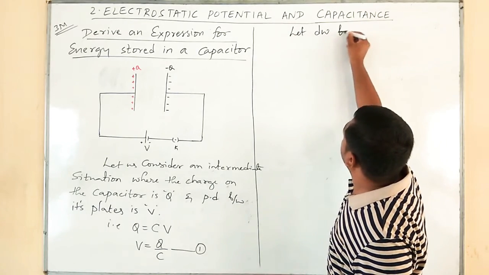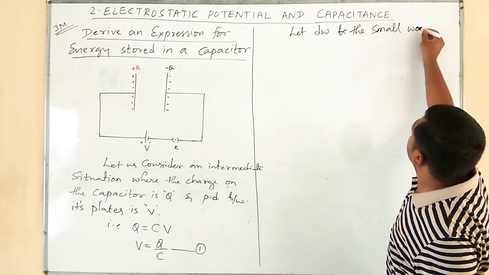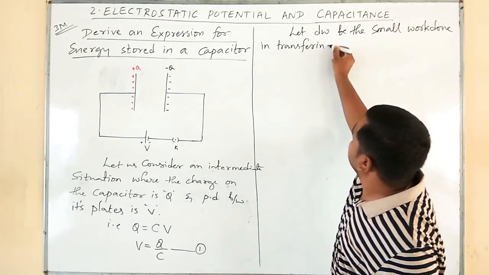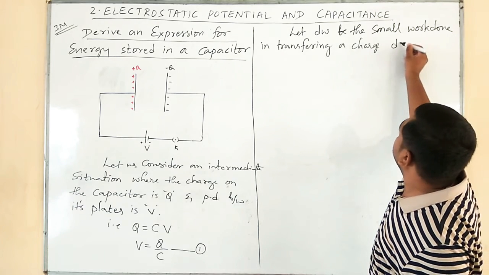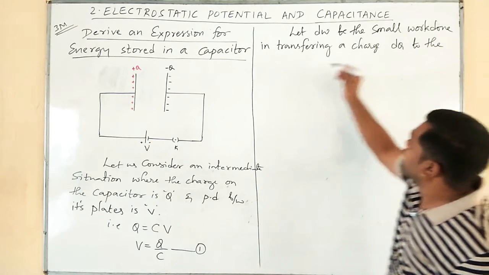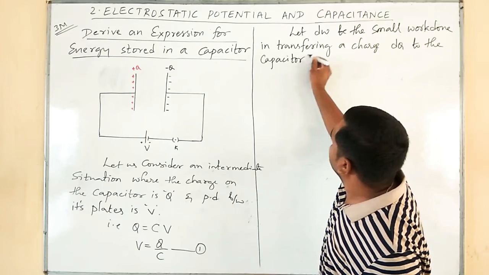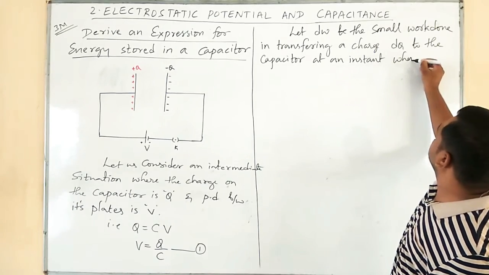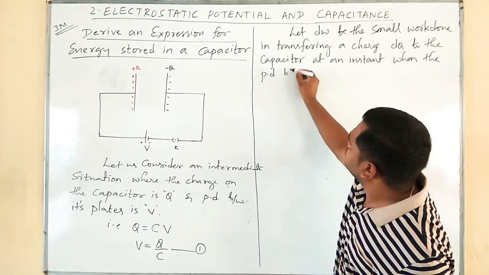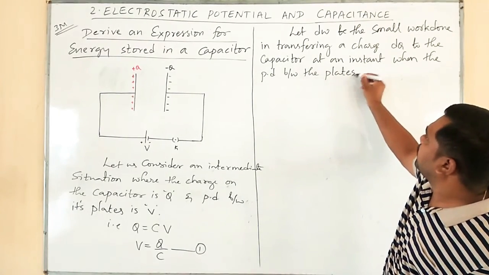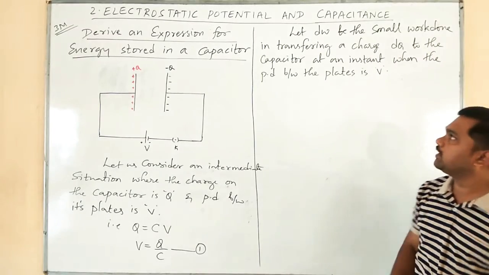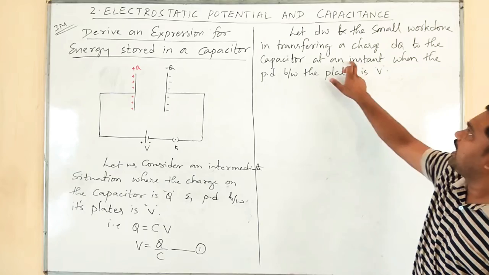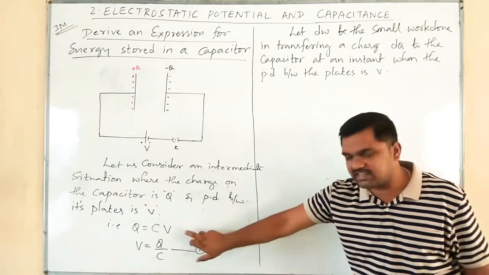Let dW be the small work done in transferring a small charge dq to the capacitor at an instant when the PD between the plates is V. That is under this situation.